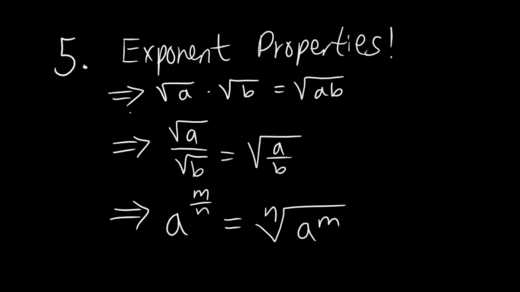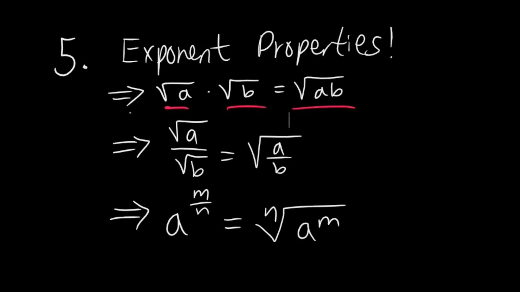All right, so the final thing that you're going to want to memorize is not really equations, but it's just overall exponent properties. For Algebra 1, there are a couple basic ones that you are going to want to recognize. So square root of A times square root of B is the same thing as square root of A times B. Square root of A over square root of B is the same thing as square root of A over B.